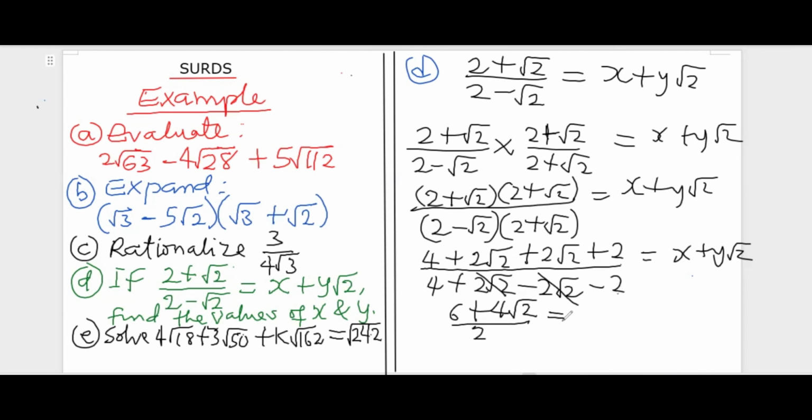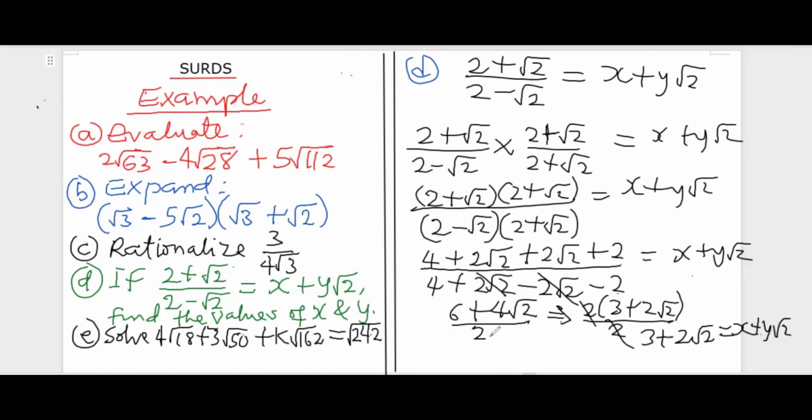So this one we know that numerator 2 is common there. We can factor out 2, which is 2 into 3 plus 2 root 2. You open by, you get the result by 2. So this will cancel out. We now have 3 plus 2 root 2 equals to x plus y root 2.